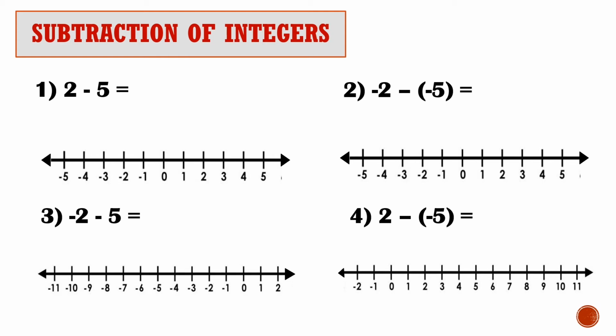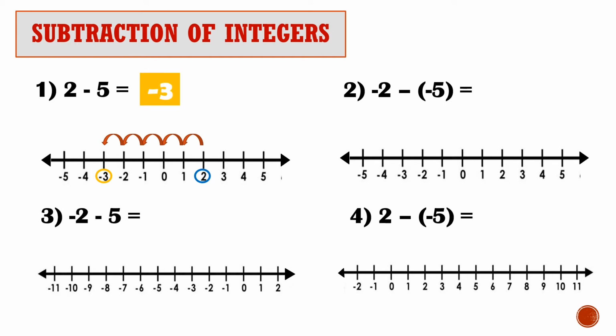Okay? So, first, we have 2 minus 5. Ang reference point ay positive 2. Next, magma-minus daw tayo ng 5. Okay? So, ang 5 natin is positive. So, move tayo sa kaliwa ng 5. Babagsak tayo kay negative 3. Therefore, the difference of 2 and 5 is negative 3.